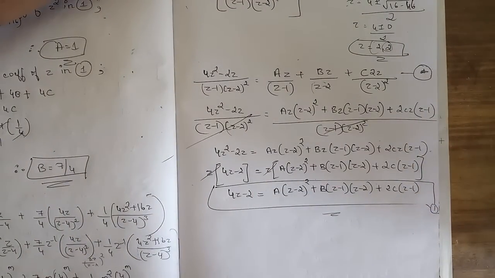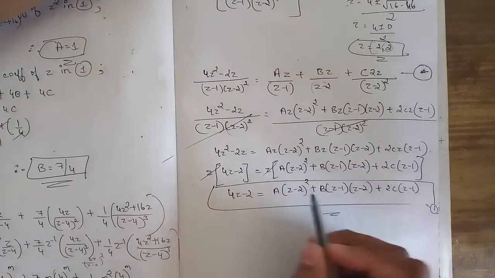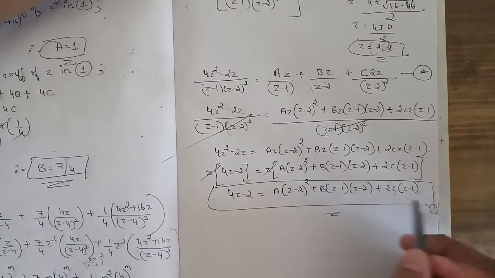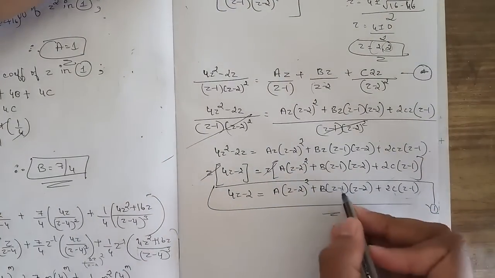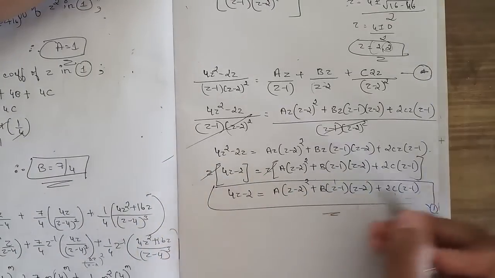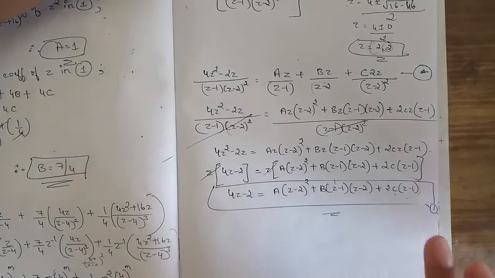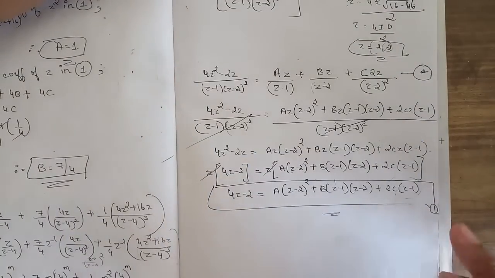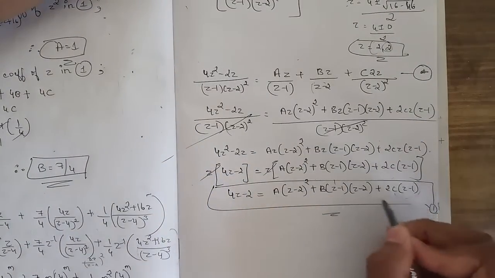So now here we need to find the values for A, B and C. Here the same thing. In order to find the value of A, we need to make these two terms equal to 0. See, we have z minus 1 and z minus 1. If you put the value of z as 1, these two terms will be equal to 0. We can find the value of A. Similarly, we can find the value of C as well.